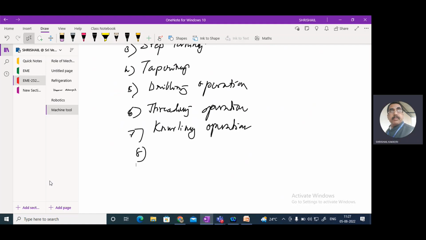And the next, a suitable tool. Here I am going to say a suitable tool because for the boring operation, a different tool will be there. For the threading operation, a different tool will be selected. And for plane turning, a different tool will be selected. So different tools will be selected for different operations. So I am saying a suitable tool. A suitable tool is fixed in the tool post.